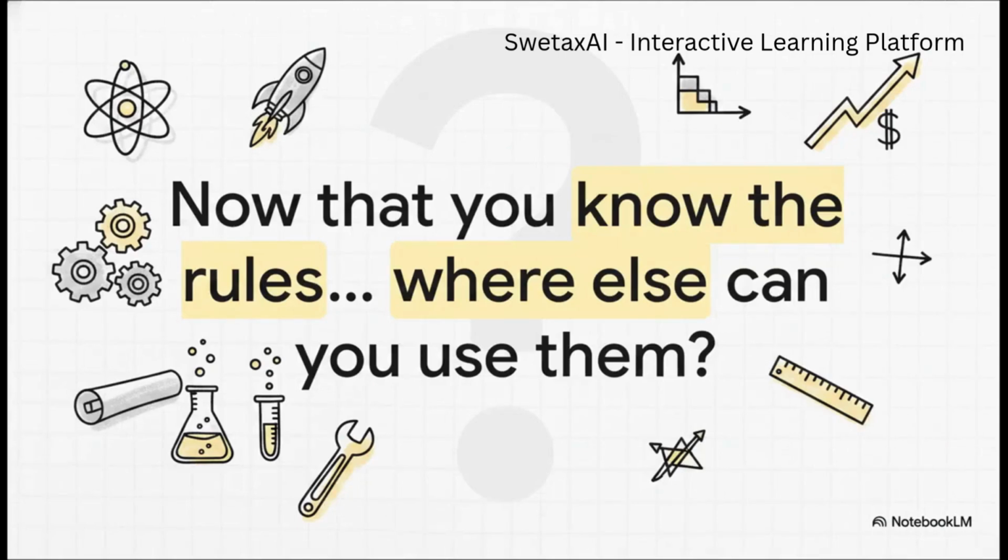And that's our explainer. But I want to leave you with a final thought. This core principle, this idea of dimensional consistency, it doesn't just stop with physics. It works in chemistry, in engineering, you can even apply it in economics. So now that you know the rules of the game, my question to you is, where else are you going to use them to find the answer?